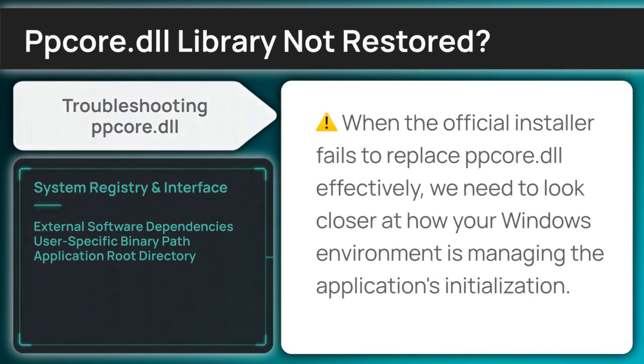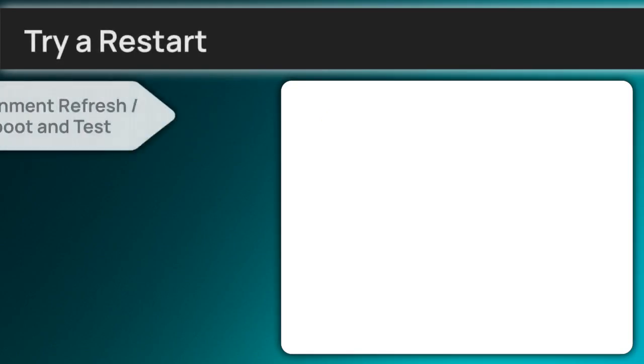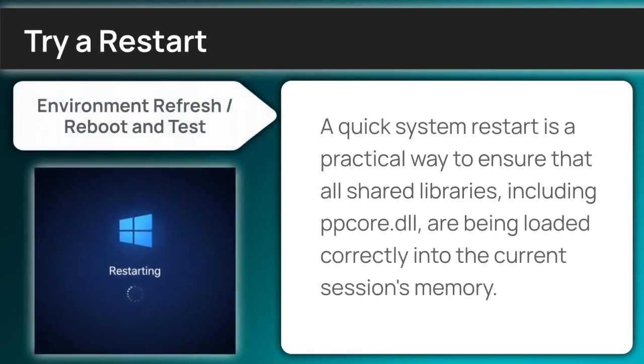If you're still seeing the missing file notification, we should attempt to force a synchronization between the software and the OS. A system reboot is a reliable way to clear away zombie processes that might be interfering with Ppcore Library. It's a low-impact step that ensures your operating system is starting with a synchronized environment.